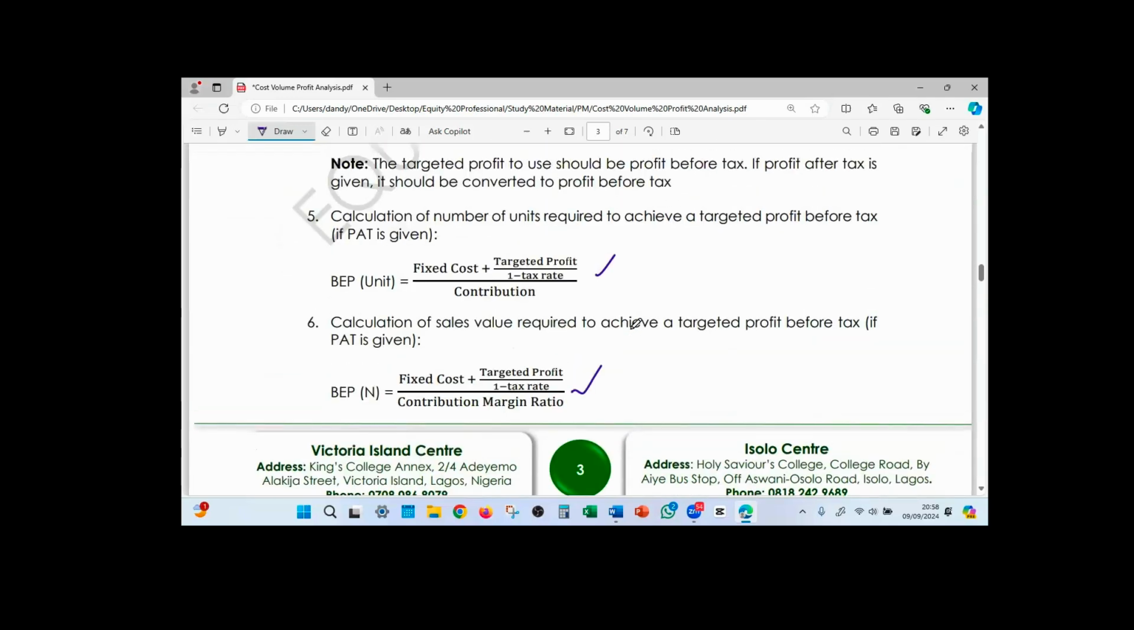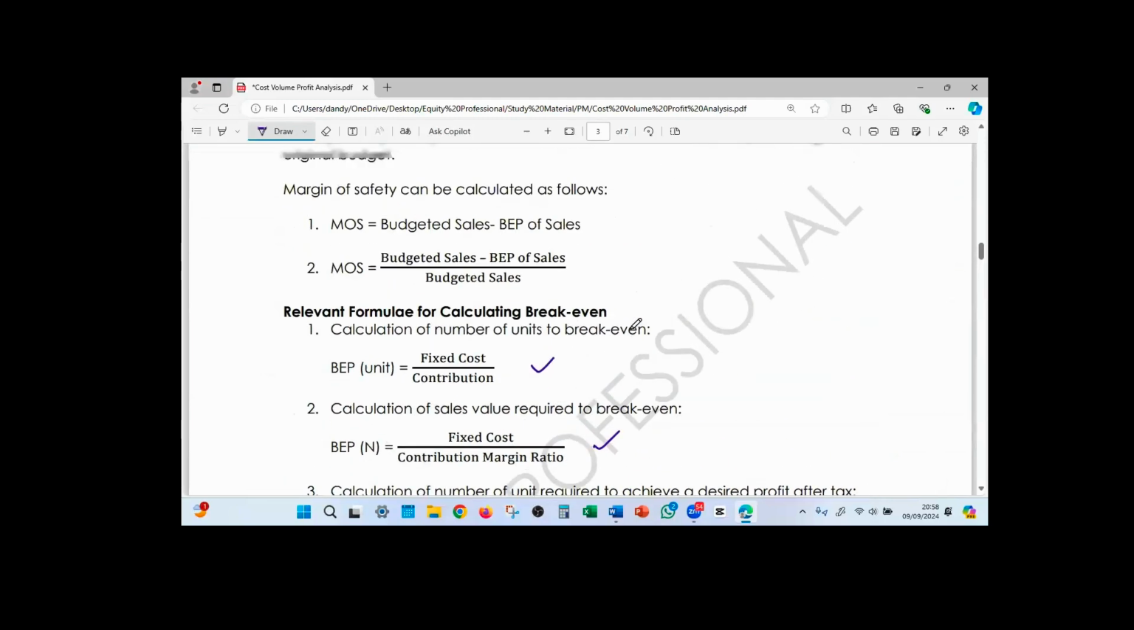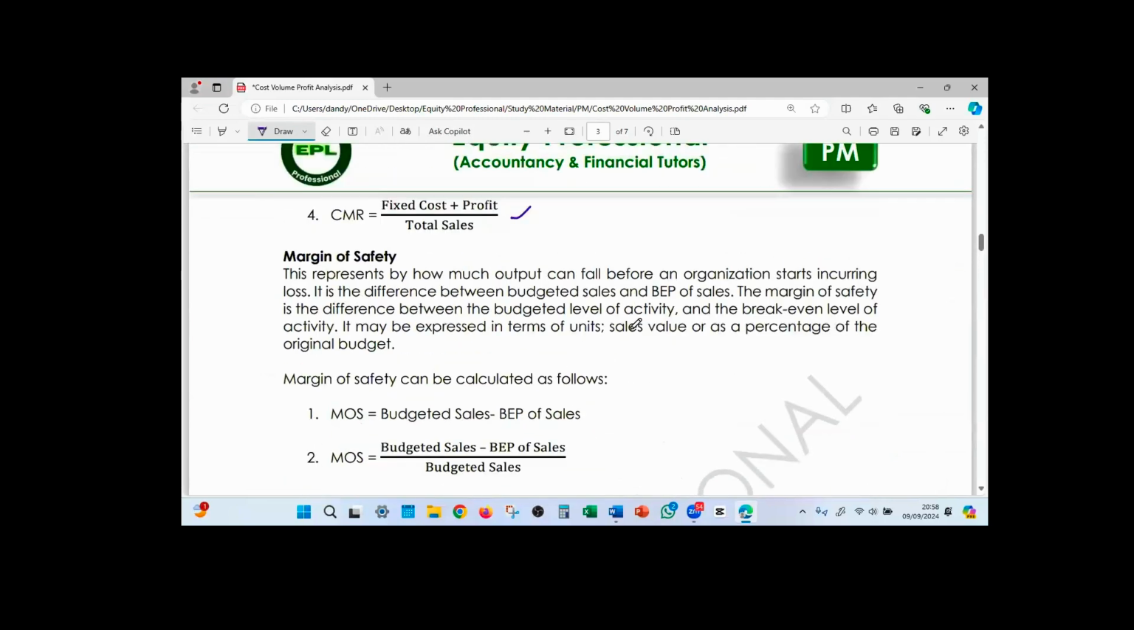Now let's talk about margin of safety. Margin of safety simply represents the degree or the extent to which the output can fall before a company begins to incur loss. I repeat, margin of safety is the extent to which output can fall before a company will start to incur loss.